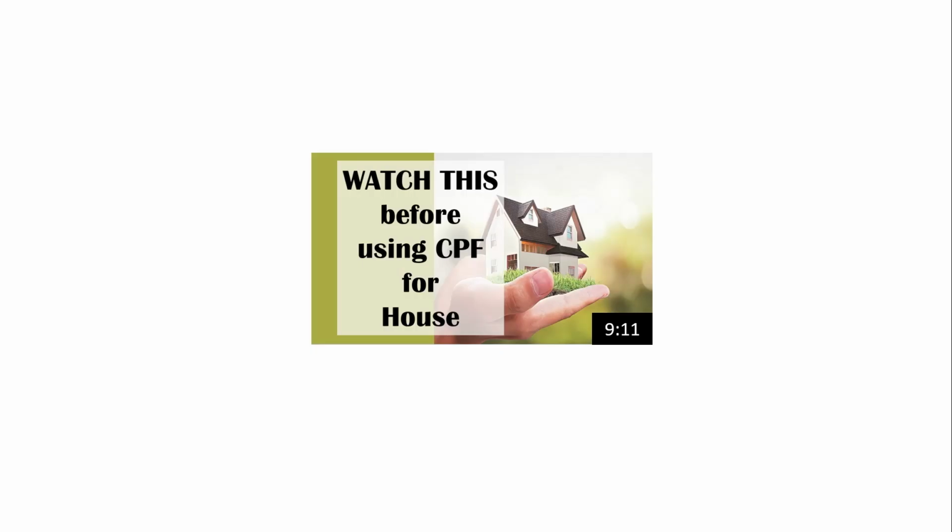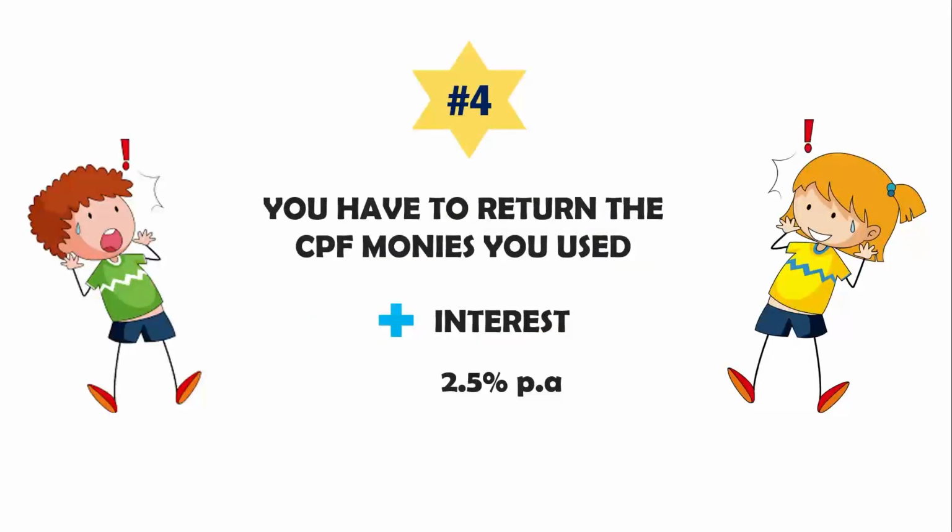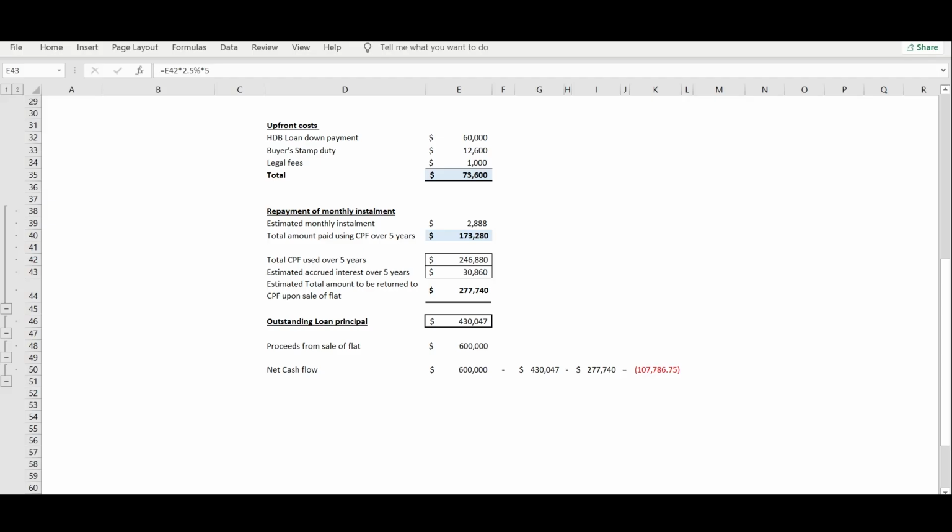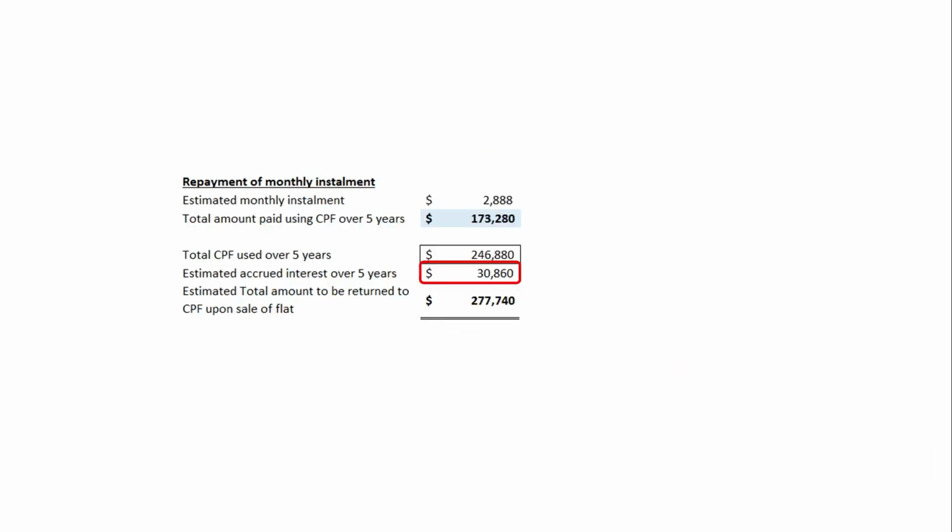In my previous video, I shared 4 things to note about using CPF to buy a house. The last point on the accrued interest seems to have drawn a lot of attention among viewers. Disclaimer here, for the purpose of the illustration in my previous video, I did not do the detailed computation of the accrued interest, but instead, I simply made an estimation which have slightly overstated that figure. But it's not by a lot, probably about 10k.